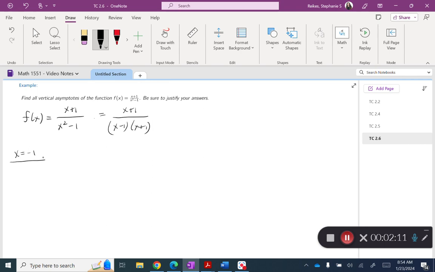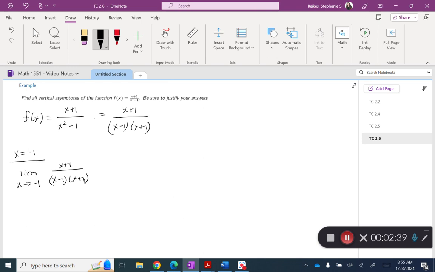All right, and let's write the limit as x approaches negative 1 of our function, x plus 1 over x minus 1, x plus 1. Now, of course, if we plug in negative 1 right away, we're going to get 0 over 0. It's indeterminate. So we're going to need to do a little something extra to find our limit.